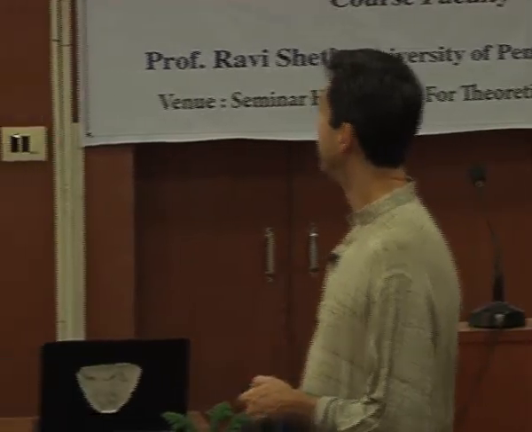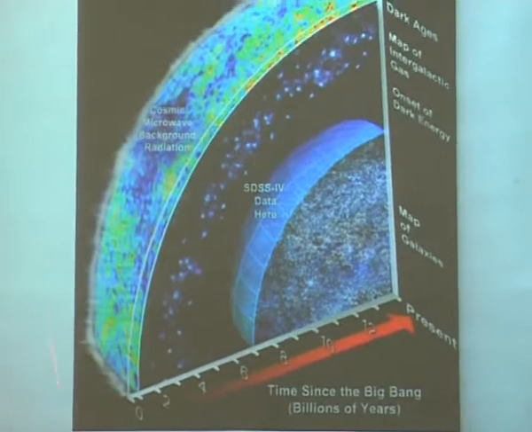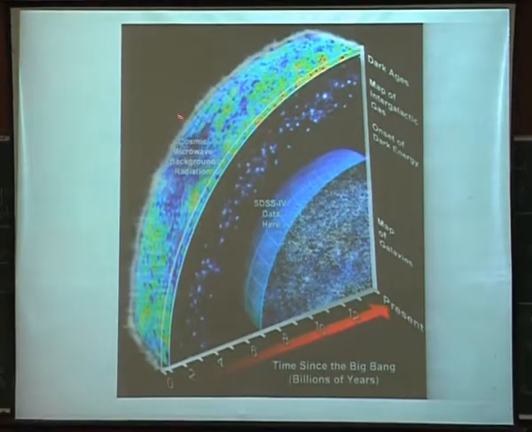Secondary anisotropies means we have the CMB, and then the light is traveling from the CMB to us. And so, there's the dark ages, and then there's the first stars that form, and eventually the galaxies form, and dark energy starts to dominate, and then there's the present.